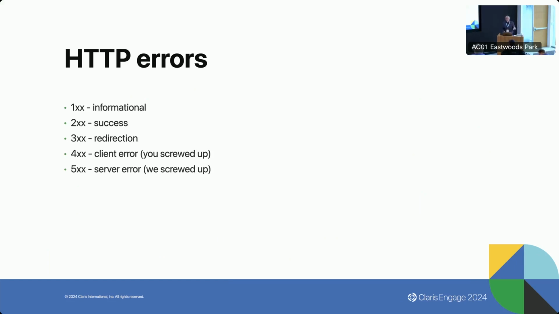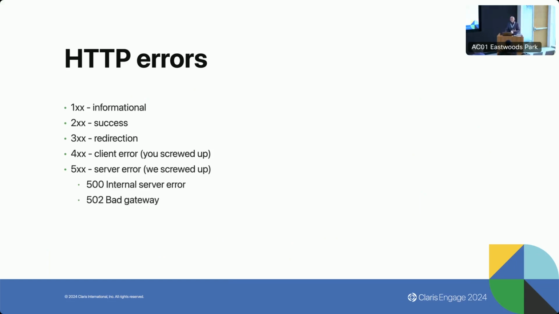The last category of errors are the 500 category, and they basically mean we screwed up. When I said the 400s were you screwed up, it was you calling the API. The 500s, we screwed up. I am the API, and something went wrong. The most common one you're going to see is 500, which is just an internal server error. Many APIs use that as their fallback for something's gone wrong. We don't know what, can't fix it.